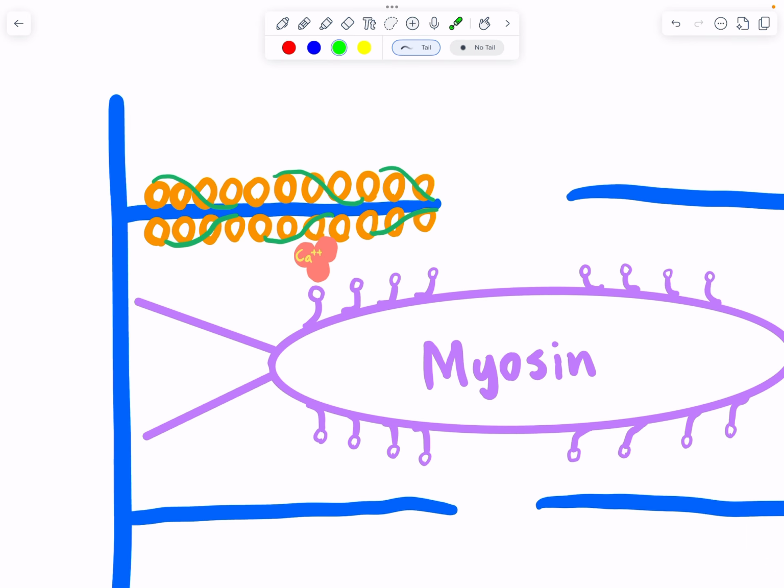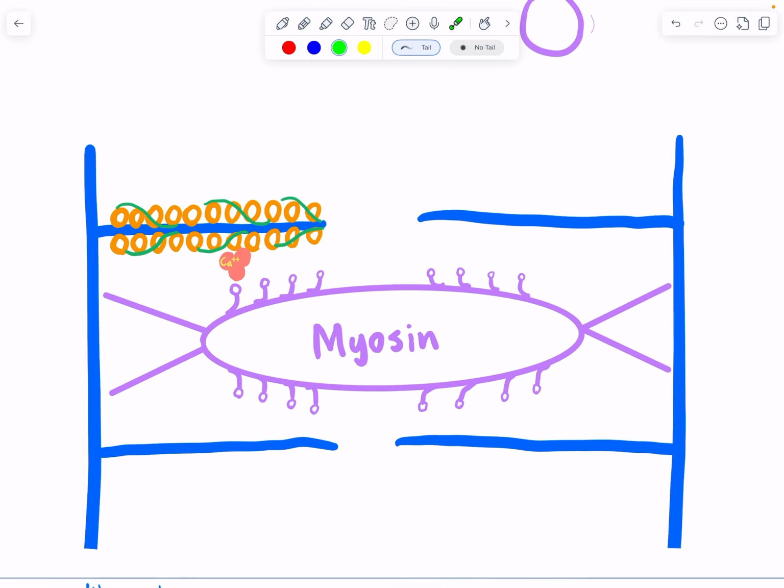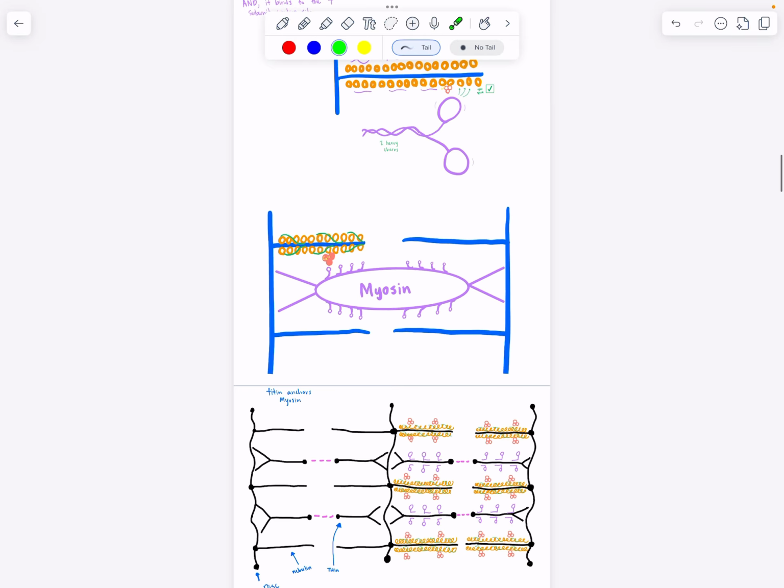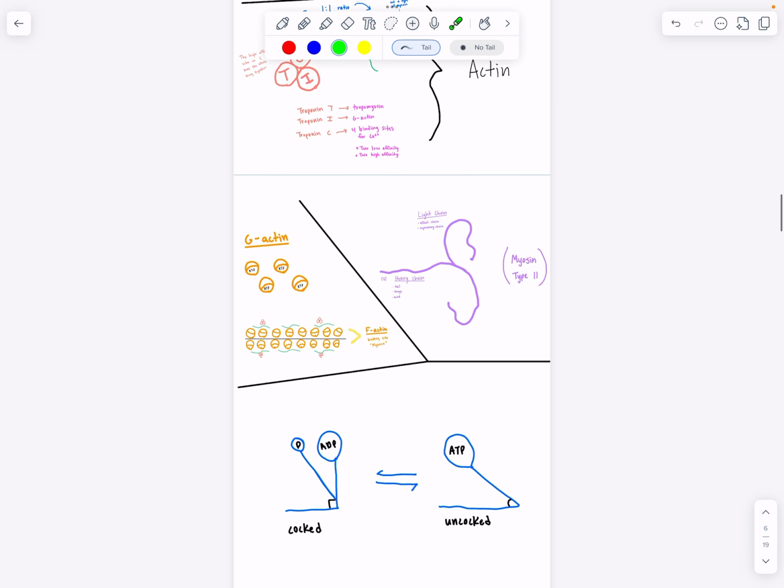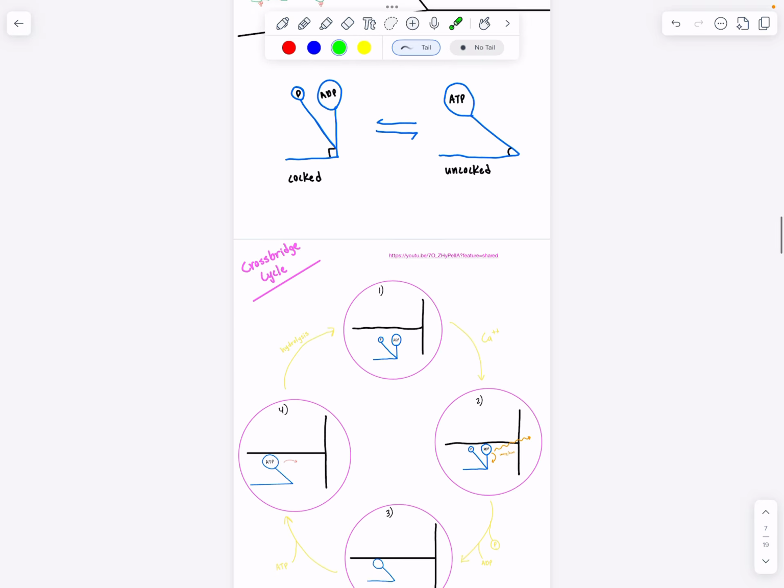So the C one attaches to tropomyosin, pushes that away, and then the I one attaches to the actin. Anyway, when it pushes the tropomyosin out of the way, it allows for these heads to come and bind. And when these heads bind, we get a process which is called the cross-bridge cycle.